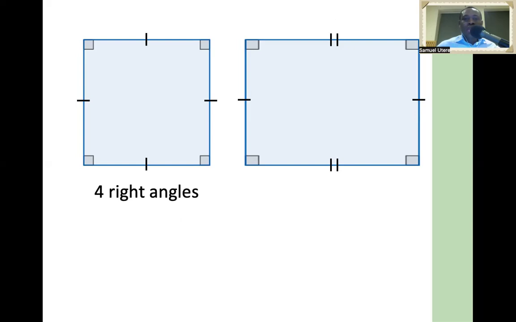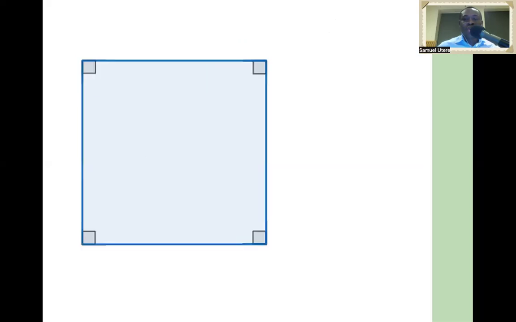It has four right angles. So those are the same properties. That one has four right angles as well. Let's explore this shape a lot more. So we know this is a square. It has 90 degrees at each of the vertices. If we put those 90-degree angles together, what do you notice?